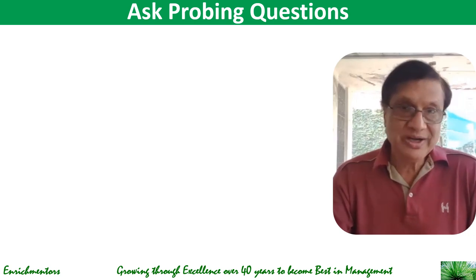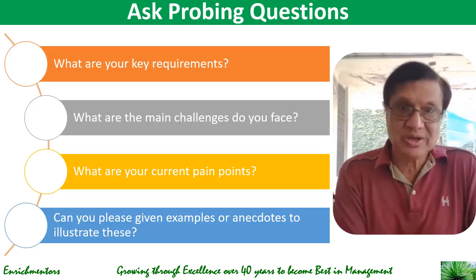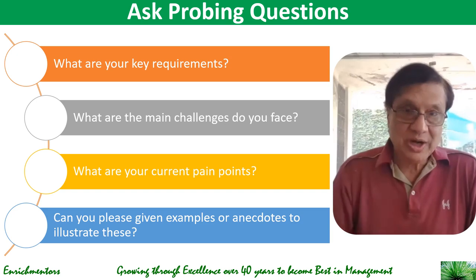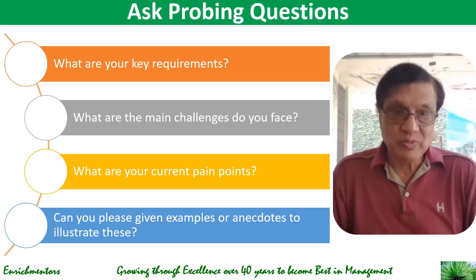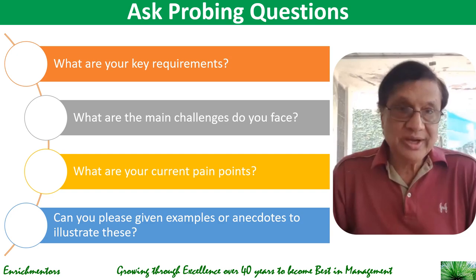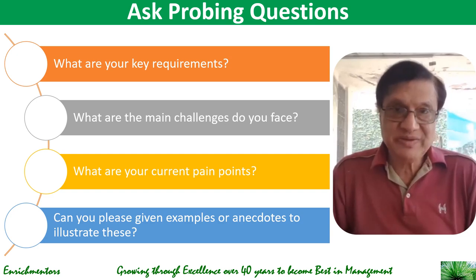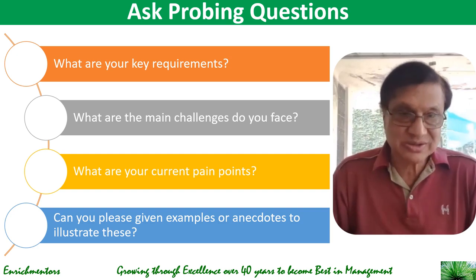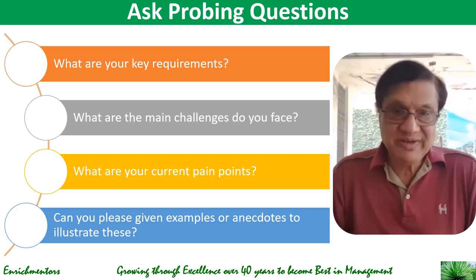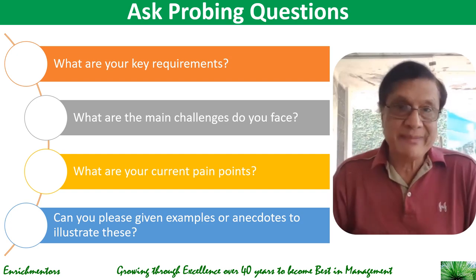So an open-ended question could be, what are your key requirements? What do you need? What are the main challenges that you have? What are your current pain points? And also, you can encourage stakeholders to provide specific examples and anecdotes to illustrate their needs by asking the last question: can you please give an example or anecdote to illustrate these? So get into depth. Keep probing until you fully understand the requirements, challenges, and pain points.